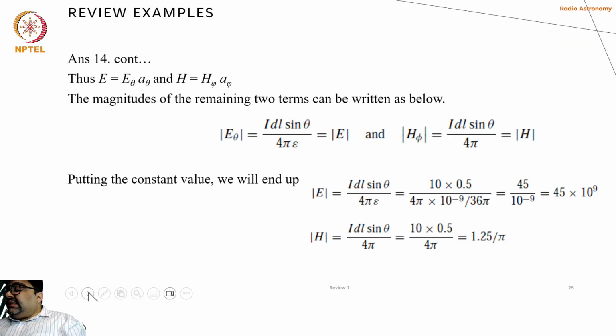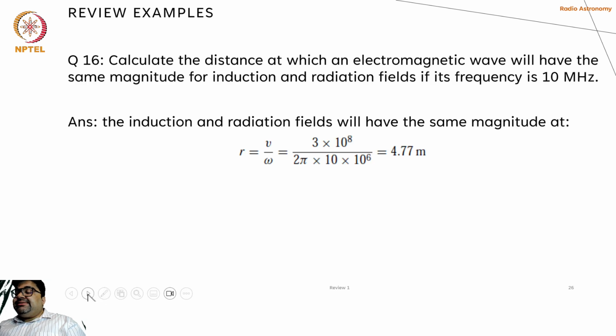If you put in the values of dL and all these values, you finally get the value of E given in terms of 45 to the 19, and H is given in terms of this. Put in the values, you get the answer.